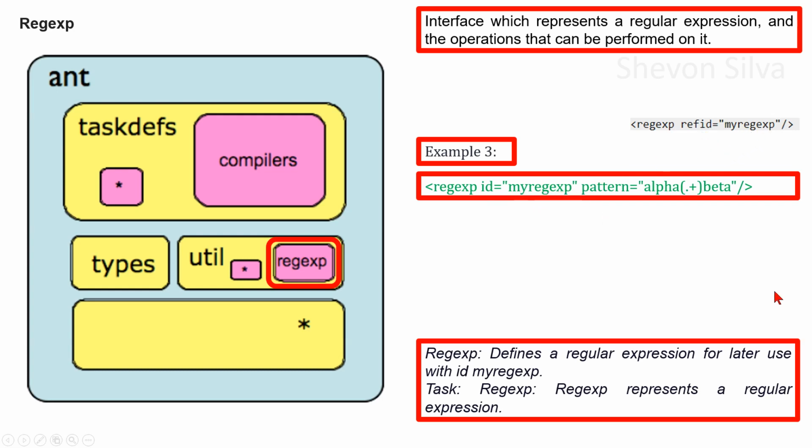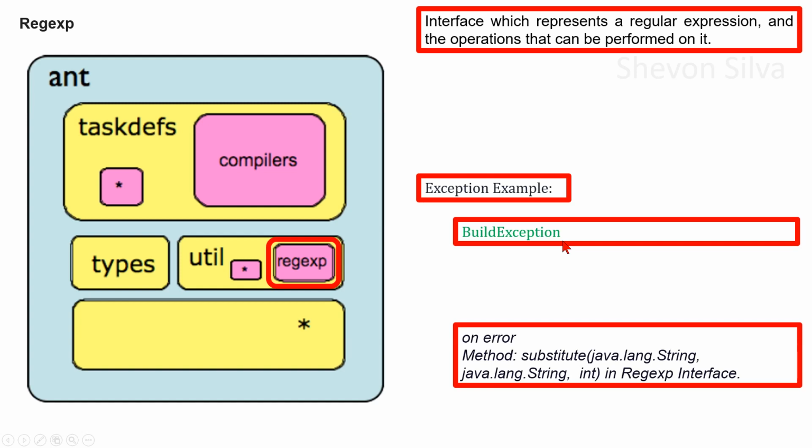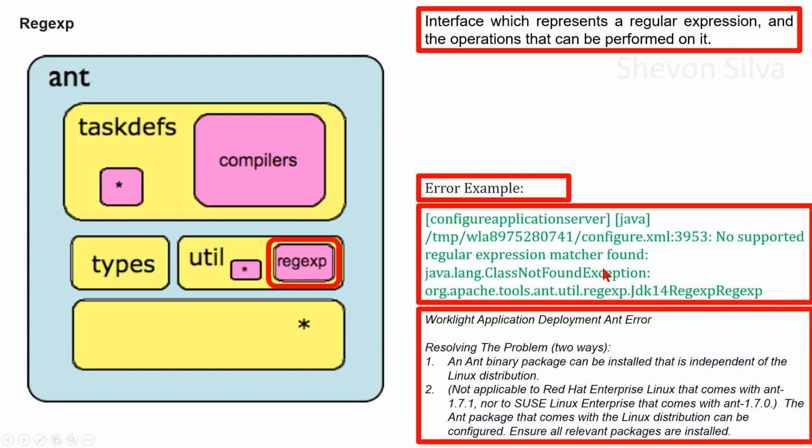As an exception example, we can consider BuildException in the substitute method in the regexp interface. This exception occurs on error. As an error example, we can consider this one which occurred in a Worklight application deployment, an Ant error situation.